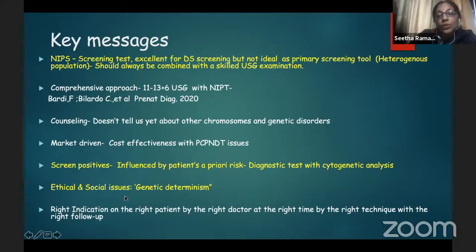There are ethical and social values because you are genetically determining this fetus, in which way it's going. We don't know about certain non-issues that might come up. So it is important to remember that the test has to be done for the right indication, on the right patient, by the right doctor, at the right time, with the right follow-up.